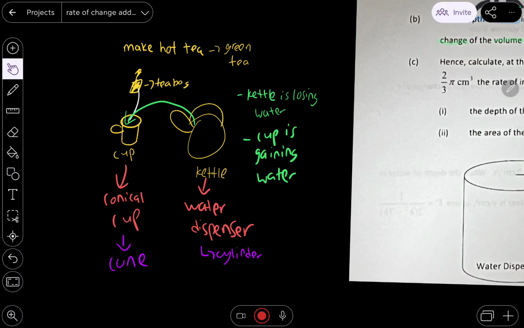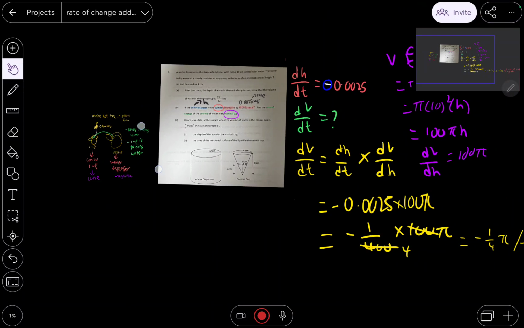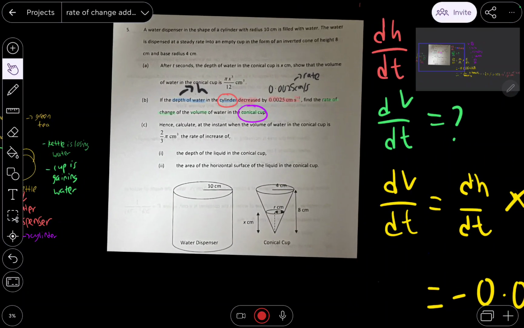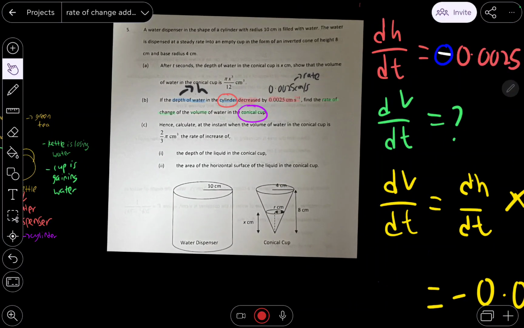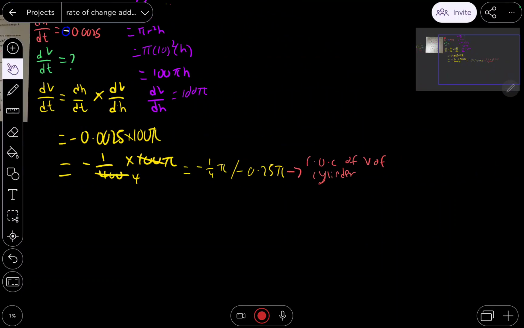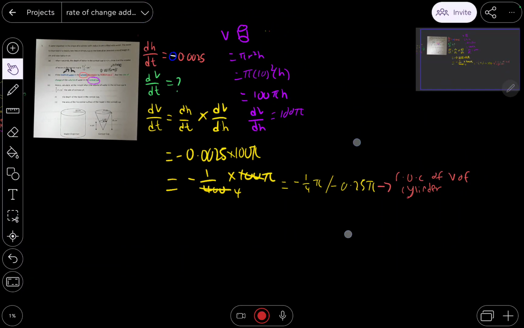That means that the conical cup is gaining the water, isn't it? Or gaining volume, right? Because at first the conical cup actually has some water, but now there's a lot more water. So therefore, what should your answer be?